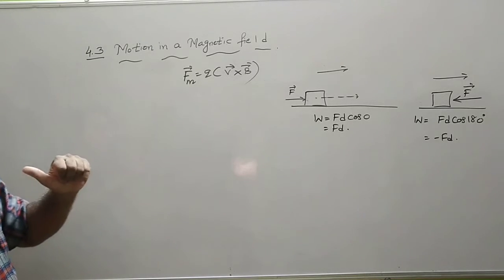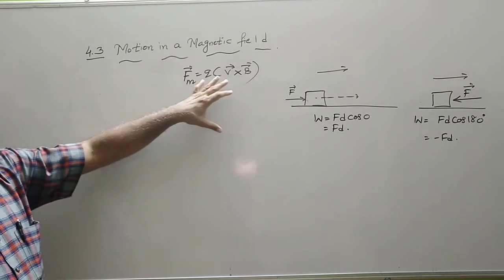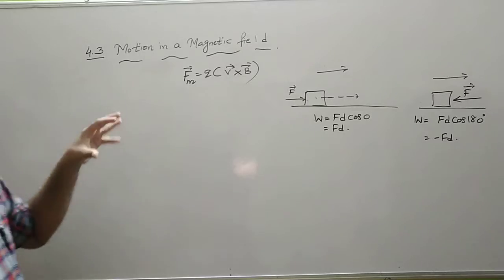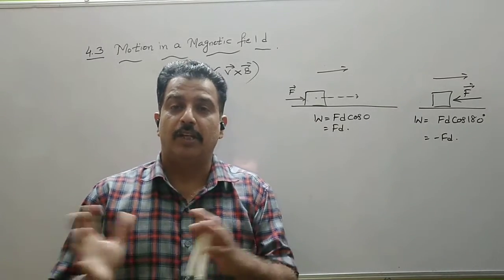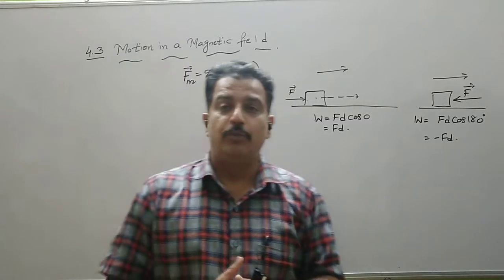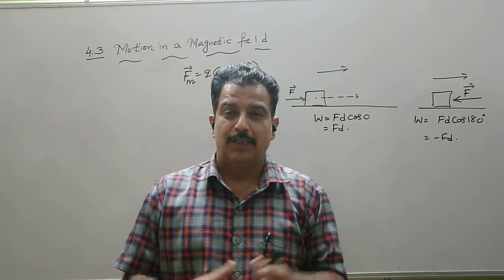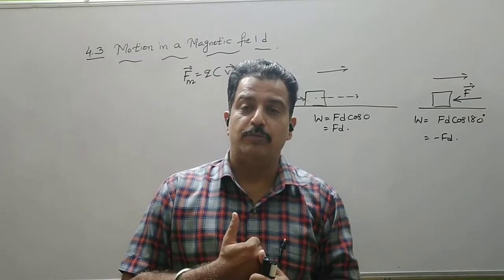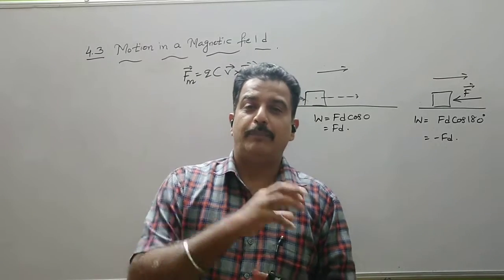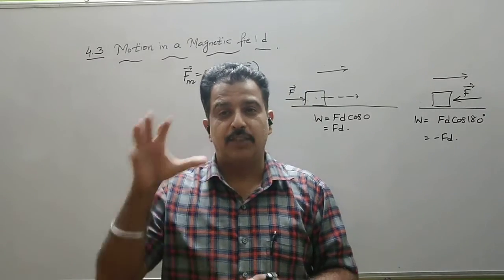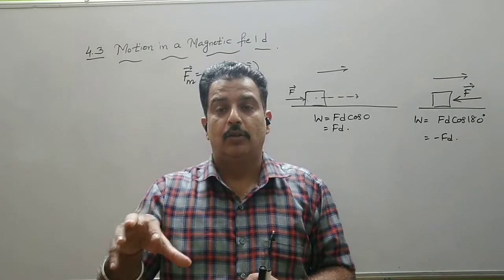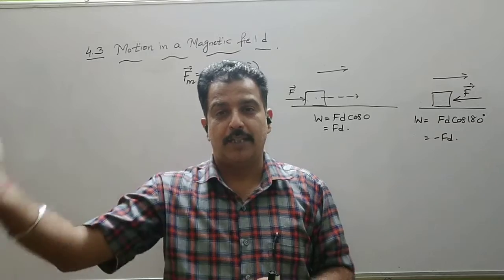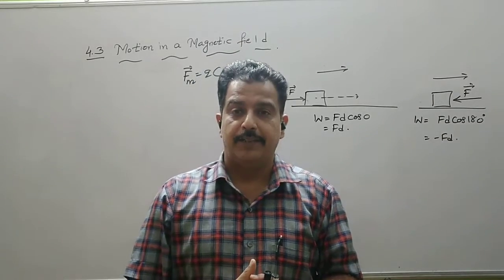So we have studied this case where the particle is entering perpendicular to the magnetic field, and in that situation we have written the point that it will perform uniform circular motion. Now we will see how it performs uniform circular motion. Whenever a particle enters perpendicular to the magnetic field, the force acting on it is maximum because theta is 90, sin 90 is 1.